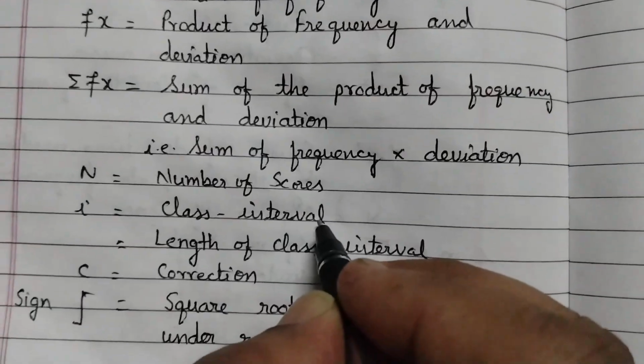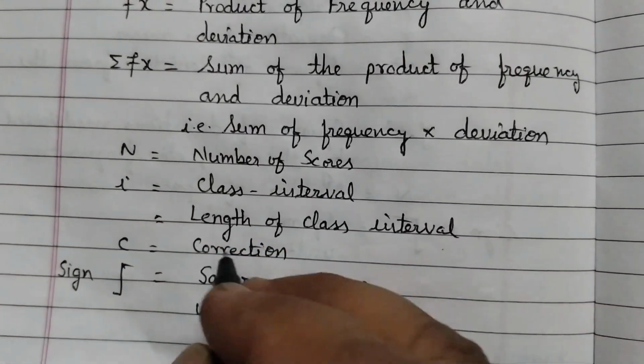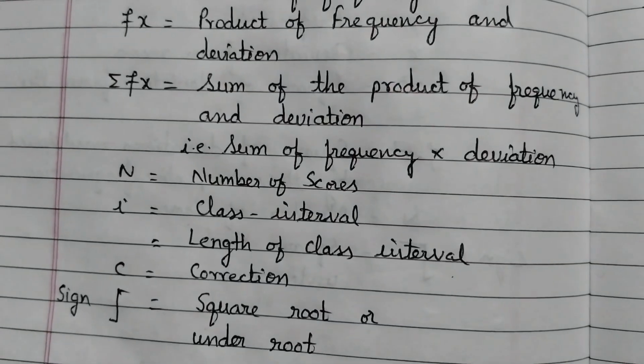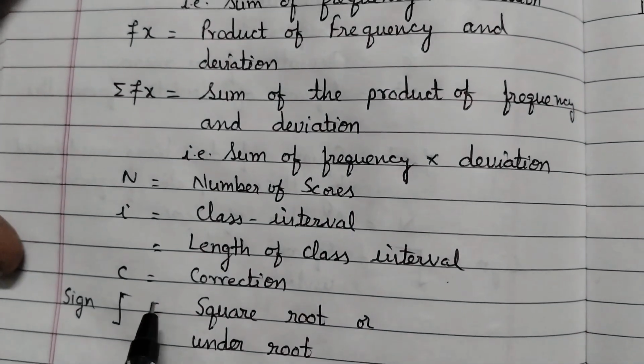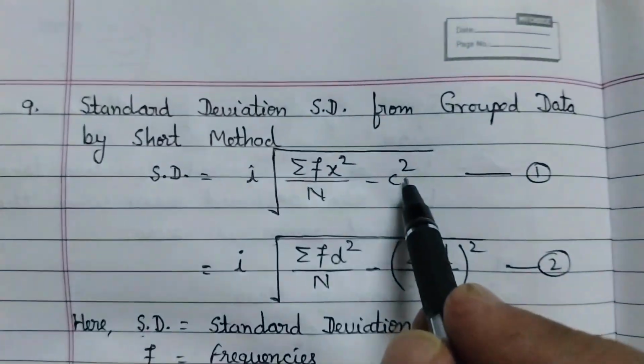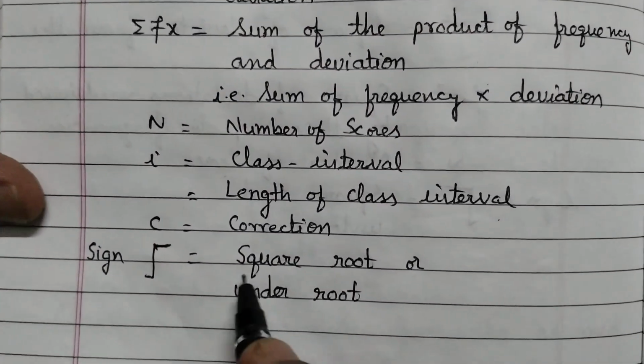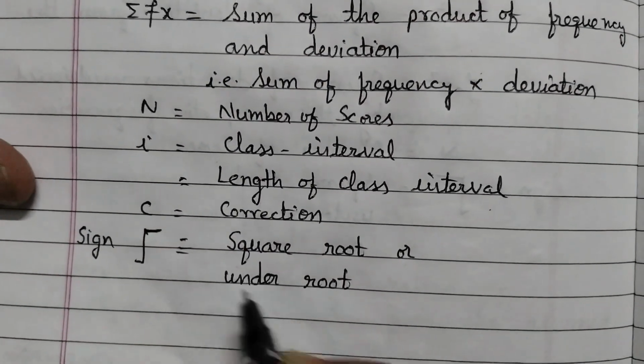I is equal to class interval, also known as length of class interval. C is called correction. In equation 1, this C is known as correction. And this sign is called again square root or under root.